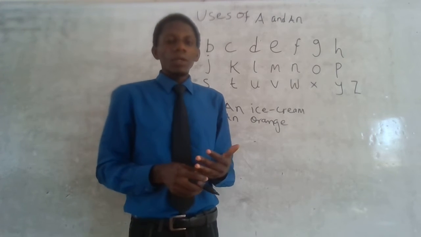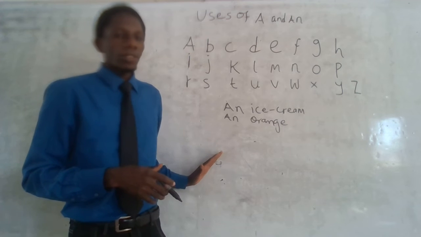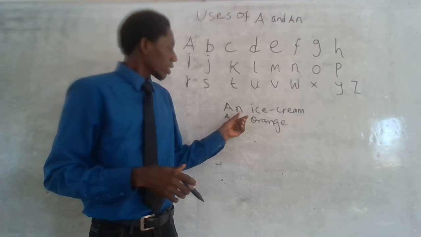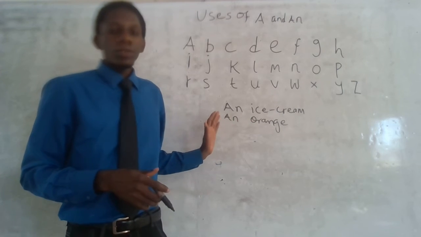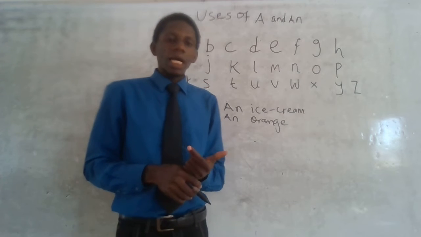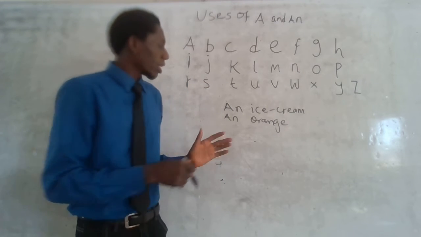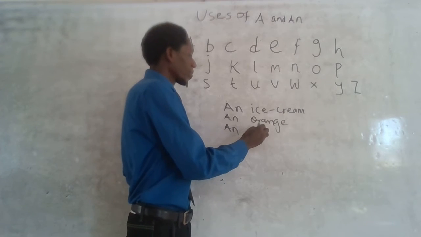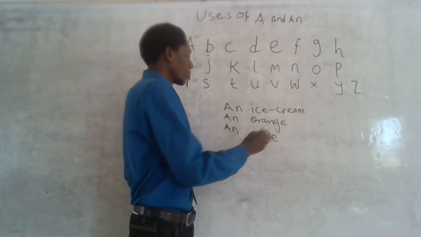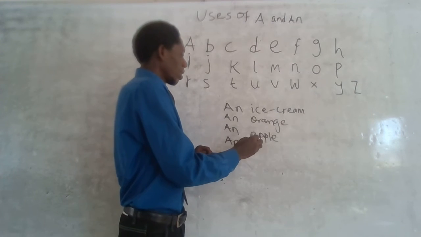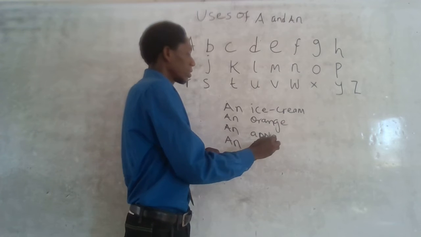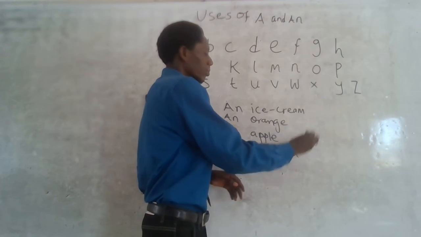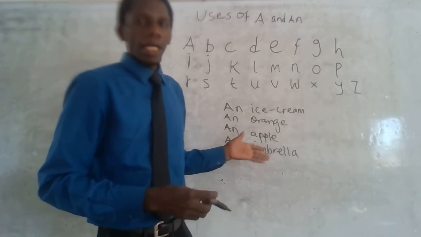And there are so many words that we can use an with, to pronounce them more confidently. We can use words like an aeroplane, an ant, an apple. There are so many of them. An apple, an umbrella, an aeroplane.